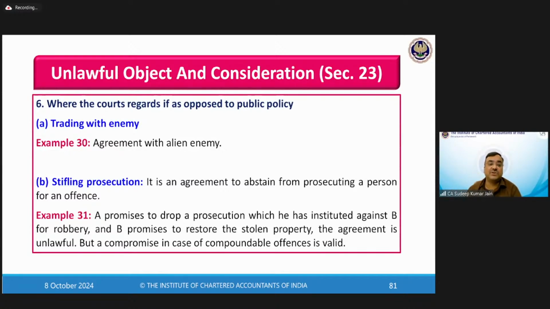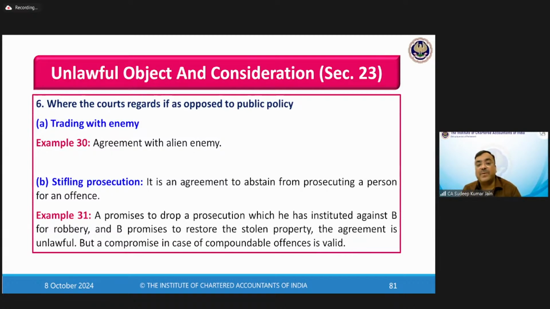Stifling prosecution, to shift from the prosecution. If one person should be prosecuted by law and you are entering into a contract for avoiding him from the prosecution illegally, it is void. It is an agreement to abstain from prosecuting a person for an offense. That is, if a person made an offense and he should be punished, he should be prosecuted, and you are entering into a contract to abstain him, it is a void contract.